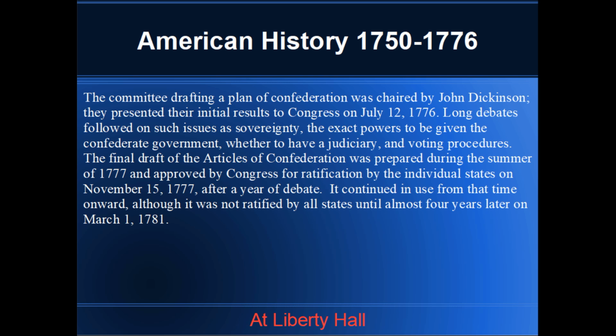The committee drafting a plan of confederation was chaired by John Dickinson. They presented their initial results to Congress on July 12, 1776. Long debates followed on such issues as sovereignty, the exact powers to be given the Confederate government, whether to have a judiciary, and voting procedures. The final draft of the Articles of Confederation was prepared during the summer of 1777 and approved by Congress for ratification by the individual states on November 15, 1777, after a year of debate. It continued in use from that time onward, although it was not ratified by all states until almost 4 years later, on March 1st, 1781.